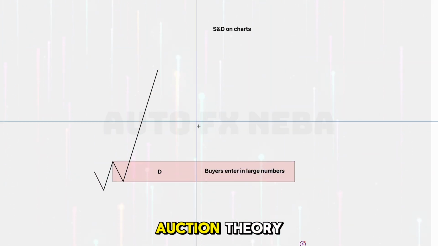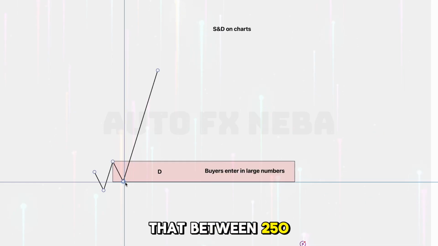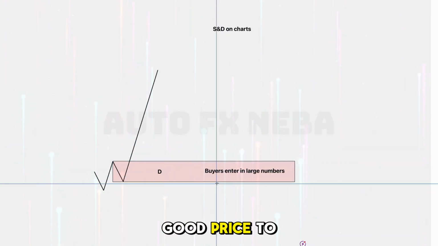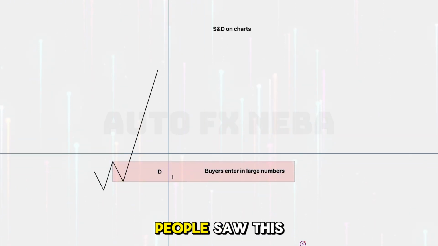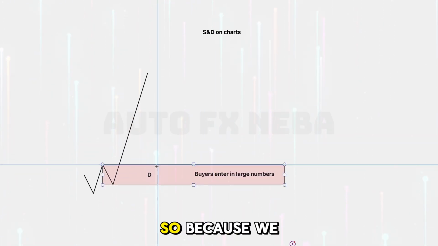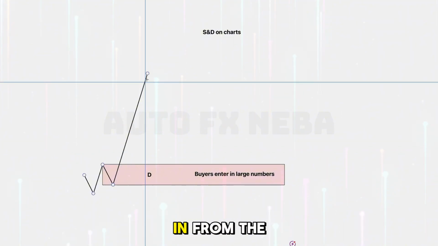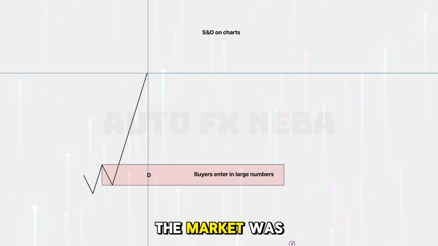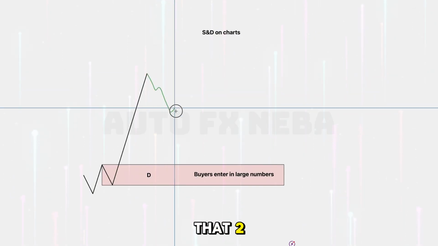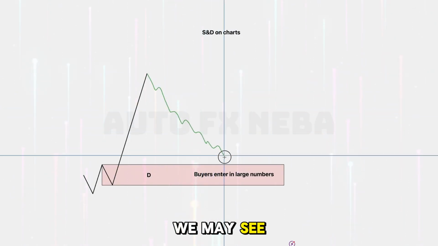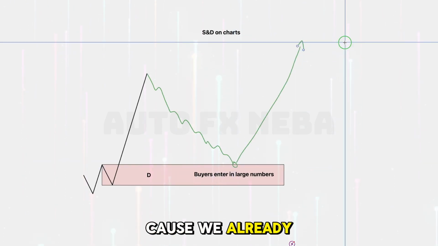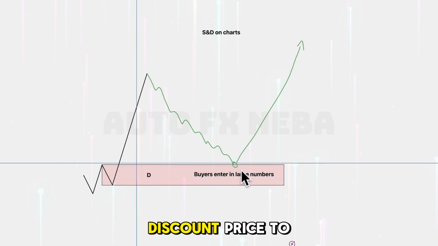So if we think about the auction theory, that tells us that between 250 and 260, this was a good price to buy this asset. People saw this as a discount, okay? So because we saw a lot of demand pushing in from the 250 to 260 area, we could then anticipate that if the market was to return to that 250, 260 range, we may see another influx of buying, which could drive us to new highs because we already know this price is proven as a discount price to buy from.